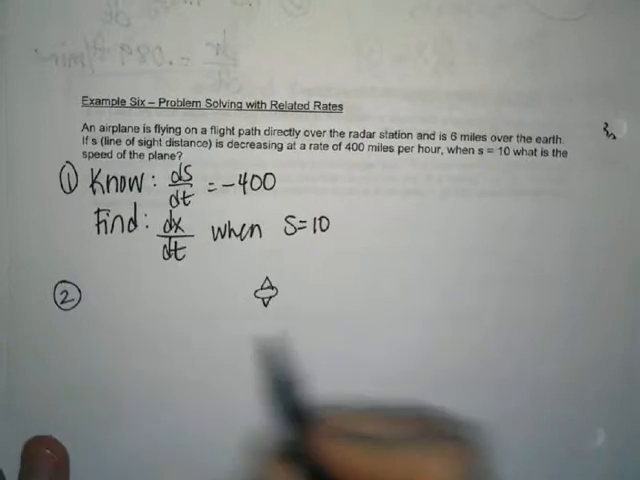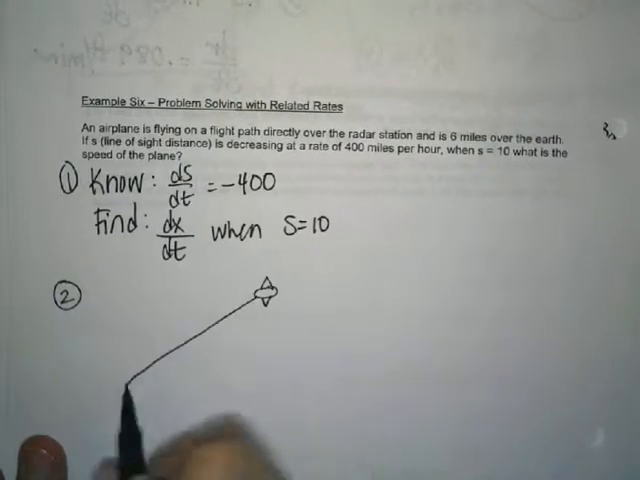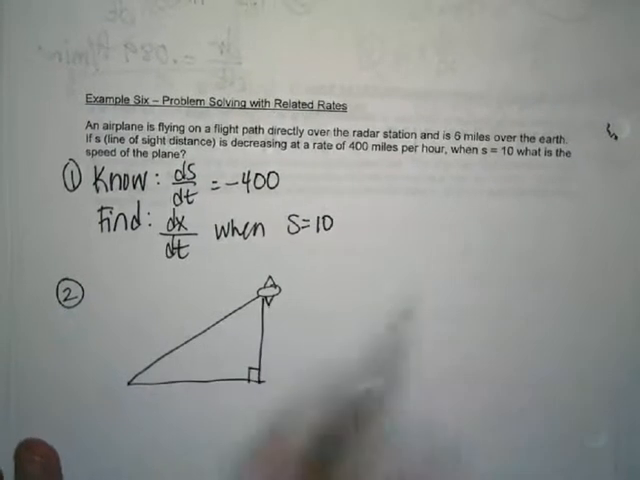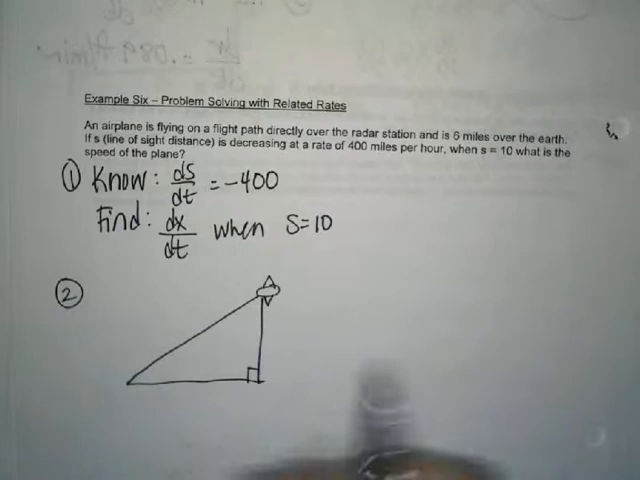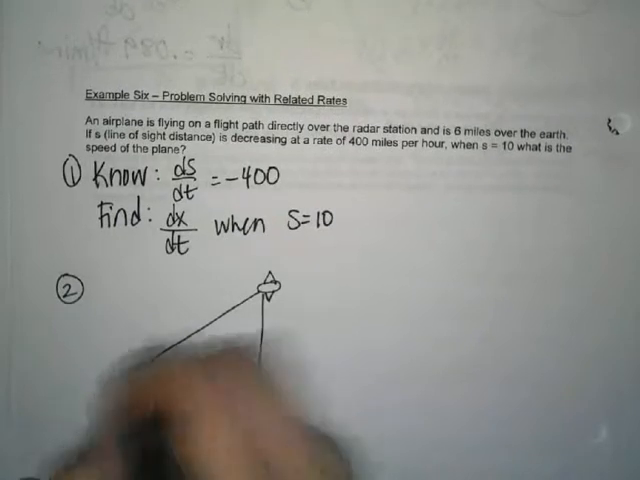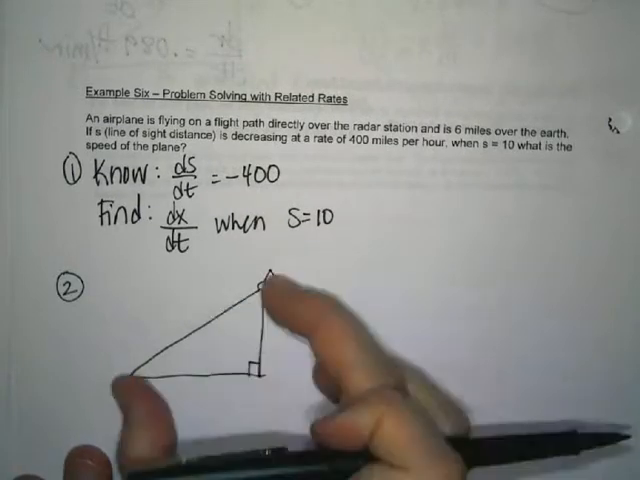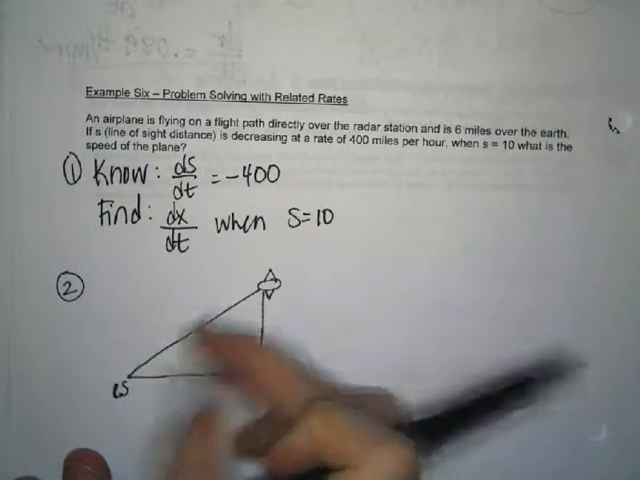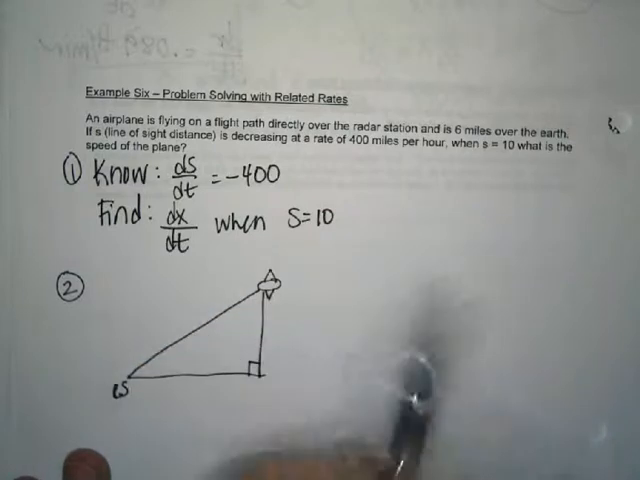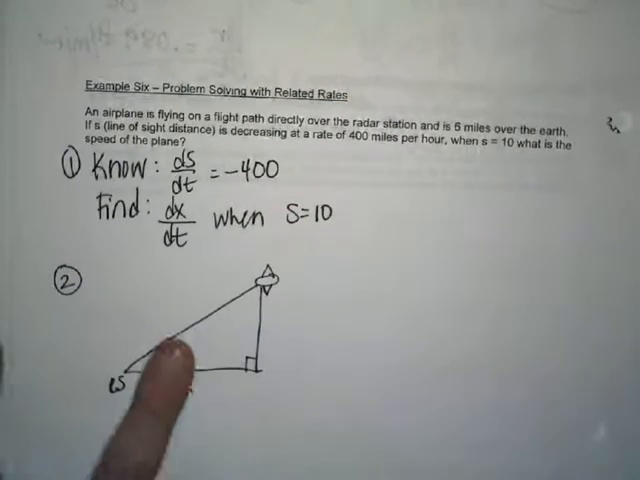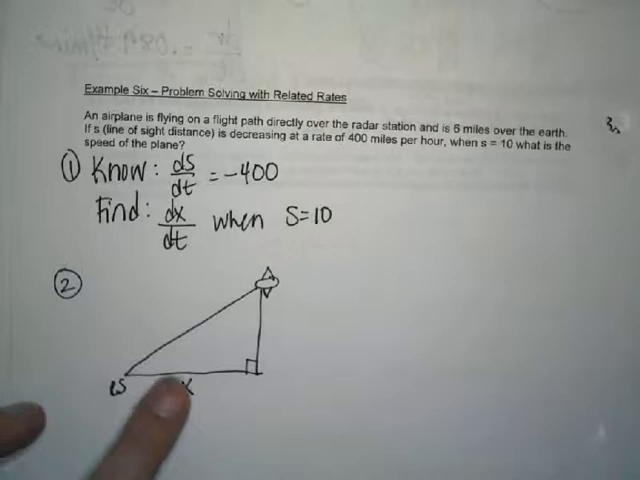Since your line of sight distance is decreasing, this is going to be the radar station. The plane has to be going left, because this has to decrease, which means it has to be going towards the object. This is changing, but the x here is the same thing as saying the speed of the plane, because the plane is moving in a horizontal path.